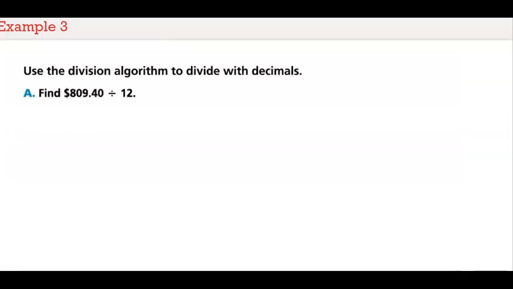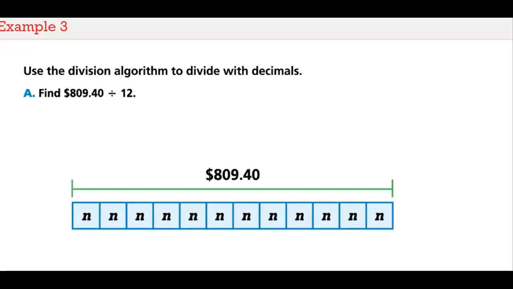Use the division algorithm to divide with decimals. Part A. Find $809.40 divided by 12. Use a bar diagram to represent the division problem. The model shows the dividend divided into 12 pieces, each representing n dollars. The quotient is the value of n.